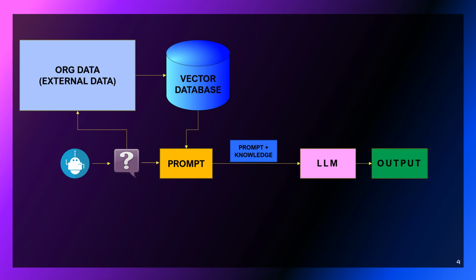As new data comes into this vector database, embeddings are updated. So when a question is asked a second time, there will be more relevant data to provide back to the LLM, which generates the output in the answer. So this is the complete flow of how the RAG architecture works.